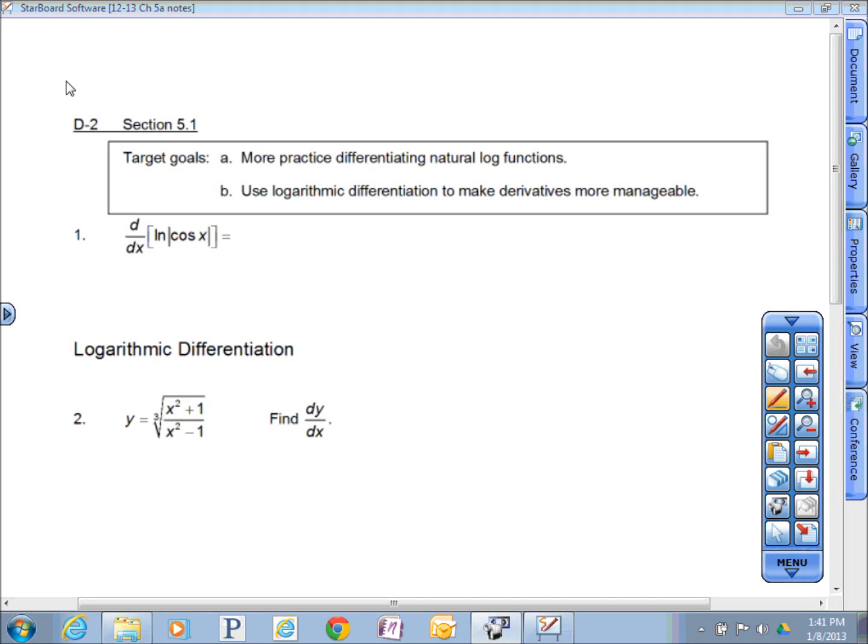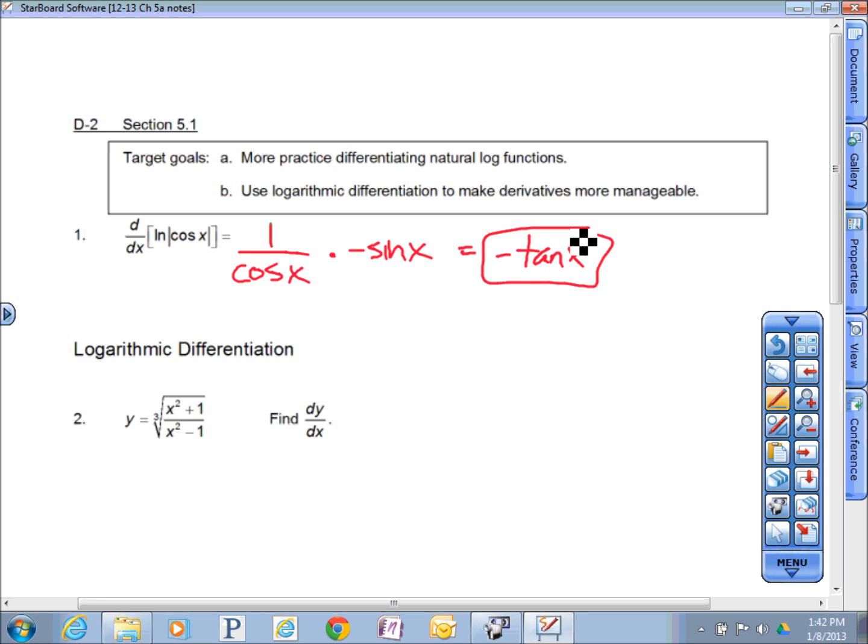Second day in Chapter 5, and this time we are differentiating natural log functions a little bit more. We already did this, so I'm going to jump right to problem number 1. If I want to take the derivative of natural log of cosine of x, well, the derivative of natural log is 1 over what I'm taking the natural log of, which in this case is cosine of x, times the derivative of what I'm taking the natural log of. Well, the derivative of cosine would be the opposite of sine of x. So if I now put that together, I think that would end up being the opposite of tangent of x.